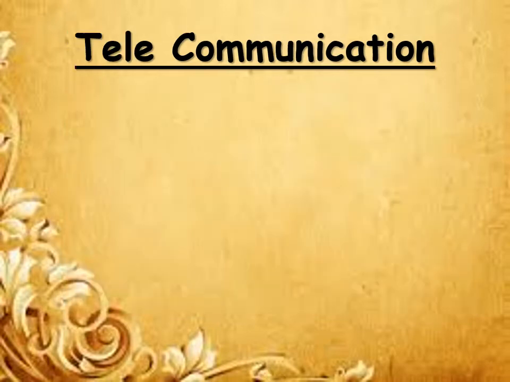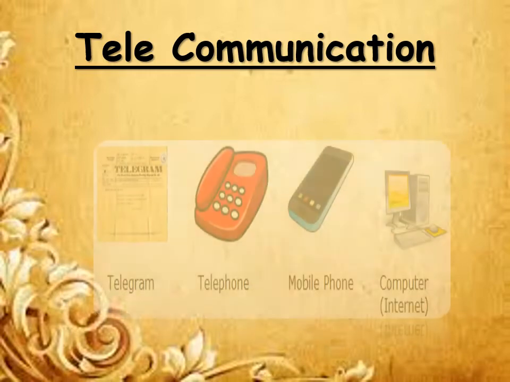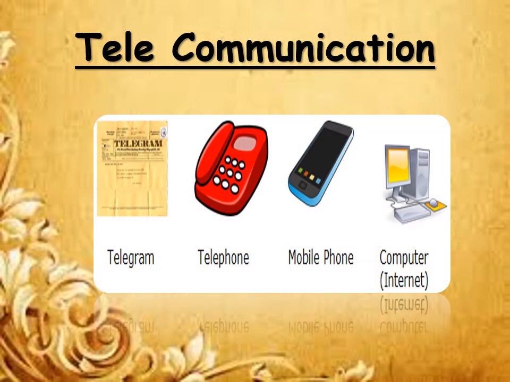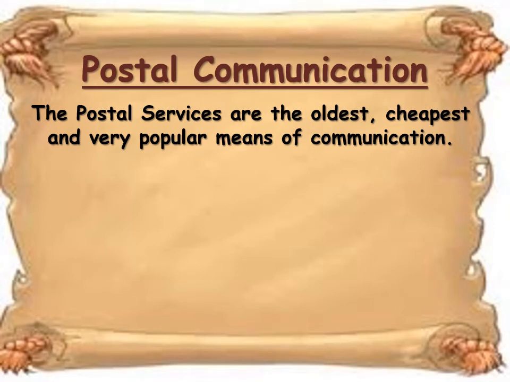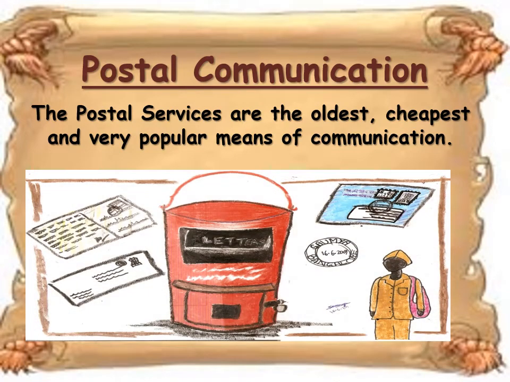The second means is telecommunication. It means communication at a distance using telephone, internet, telegram, mobile phone, radio, or computer. Next communication is, children, postal communication. Postal services are the oldest, cheapest, and very popular means of communication. The postal system is where messages are transmitted through the post office by means of air, water, or land transport. It includes postcards, letters, telegrams, air mail, and speed post.